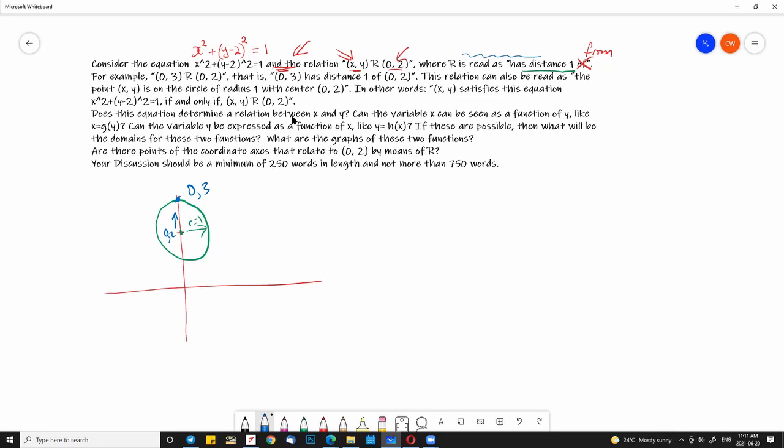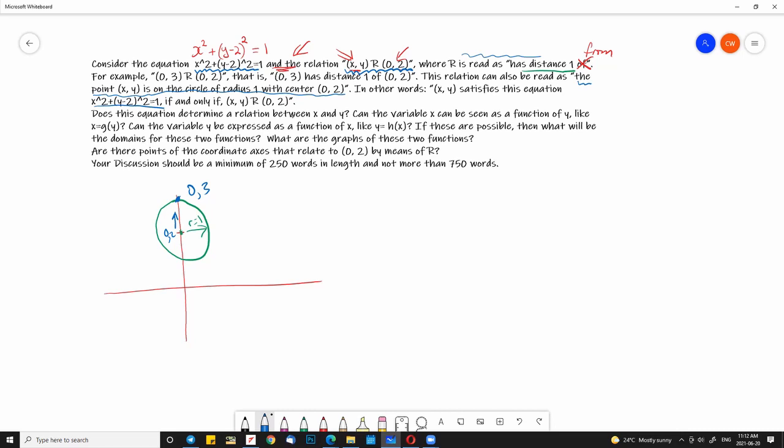This relation could also be read as the point, and now they're going to say it in another way. They're actually saying the same thing over and over. So the algebraic way is the same as what they're saying here. It's all the same. In other words, (x, y) satisfies the original equation if and only if (x, y) R (0, 2). So they're saying the same thing in 4 different ways.